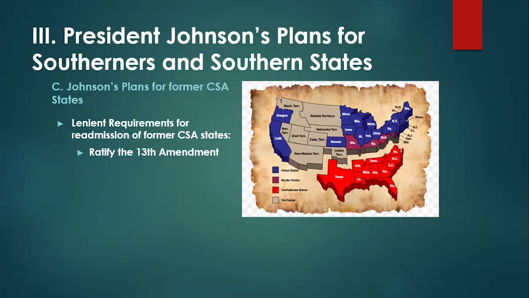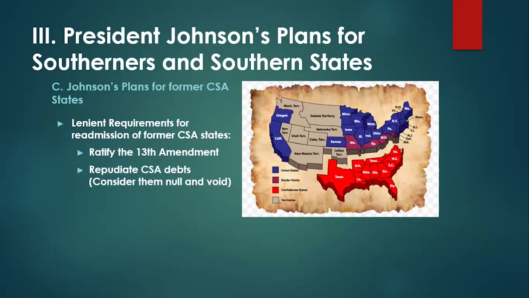Johnson didn't care so much about slavery one way or the other. He did have a strong resentment against large-scale slaveholders, but he had no issues with slavery itself. This is something that he just realized politically he wasn't going to be able to beat Congress on. So he said, yes, that's one thing. You have to ratify the 13th Amendment.